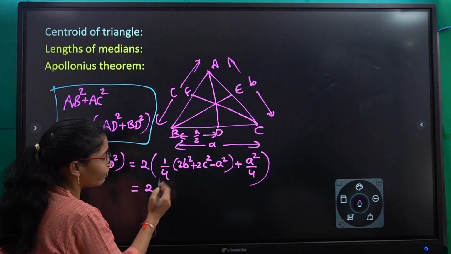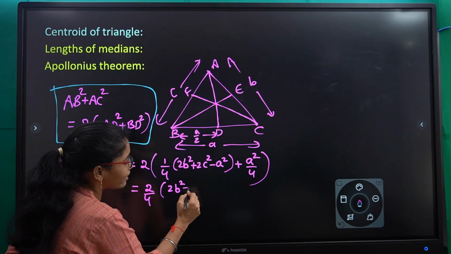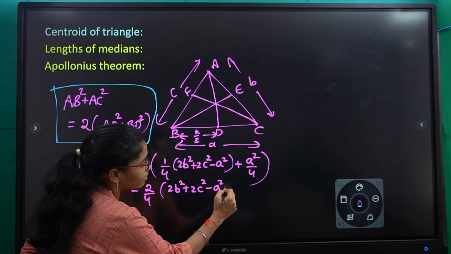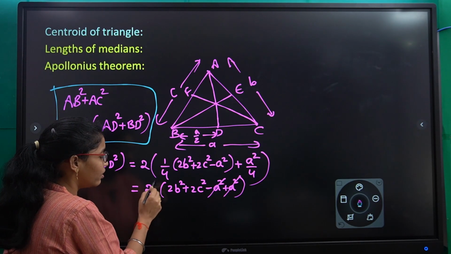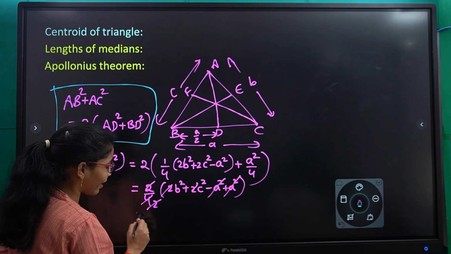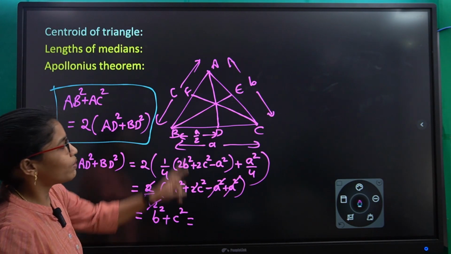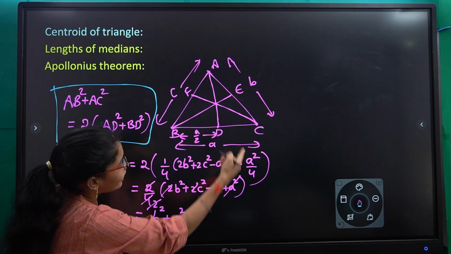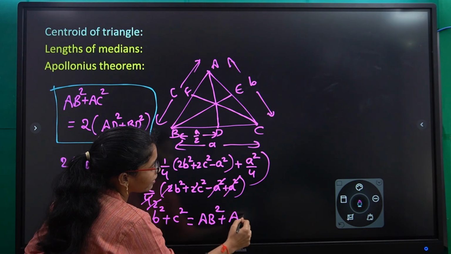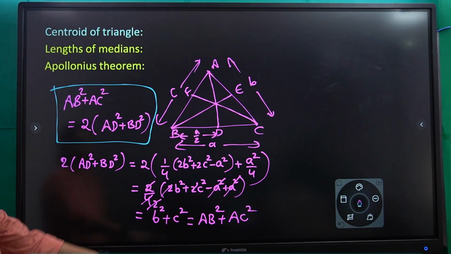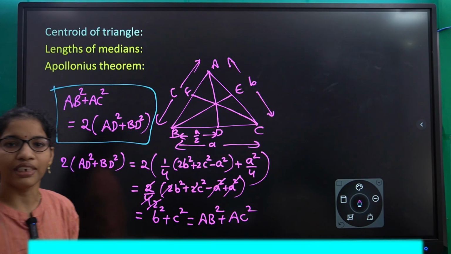So 2 times of, take 4 as common, 2 by 4 into 2B square plus 2C square minus A square plus A square. A square got cancelled here. So take 2 as common, 2 2s are, and this 2 also got cancelled. So B square plus C square we are getting finally, right? So what is meant by B here? B is AC square, C is AB square, which is equals to AB square plus AC square. Clear? So AB square plus AC square equals to twice of AD square plus BD square.